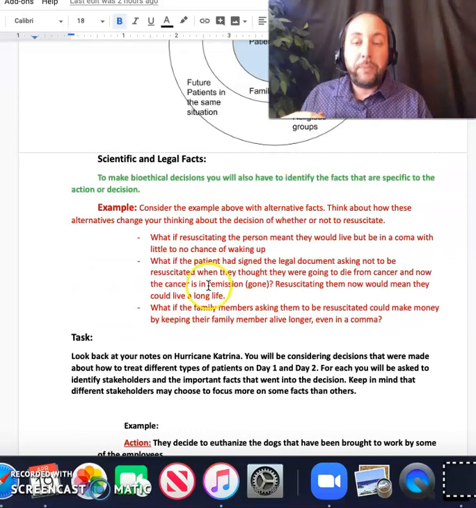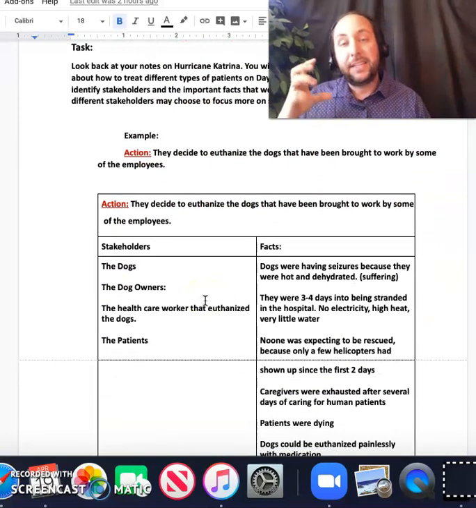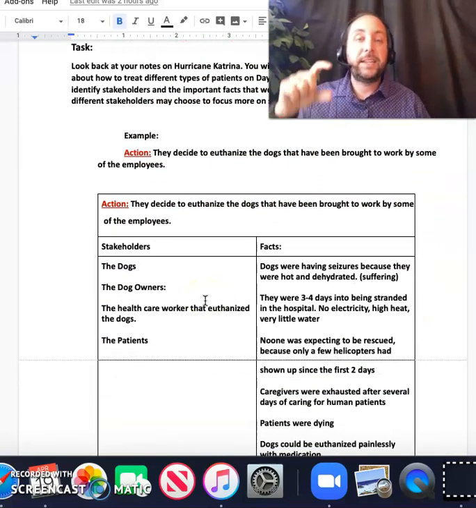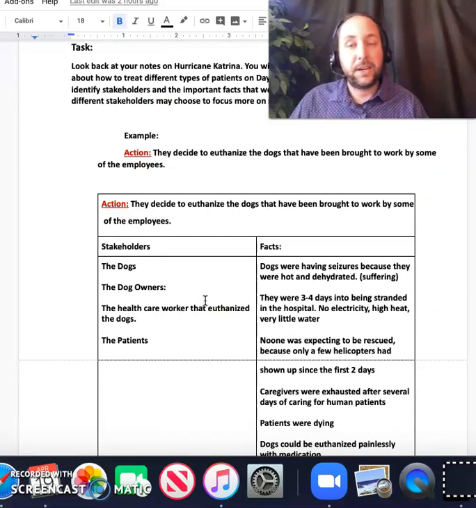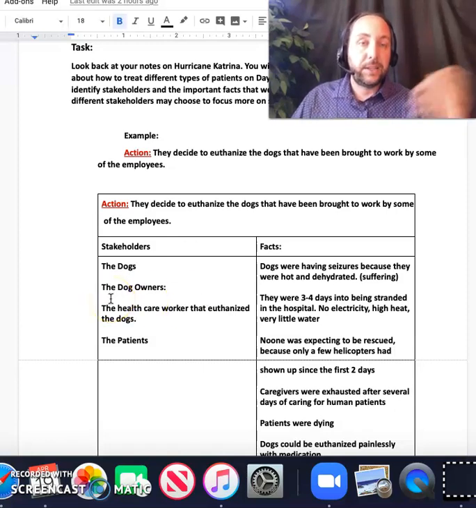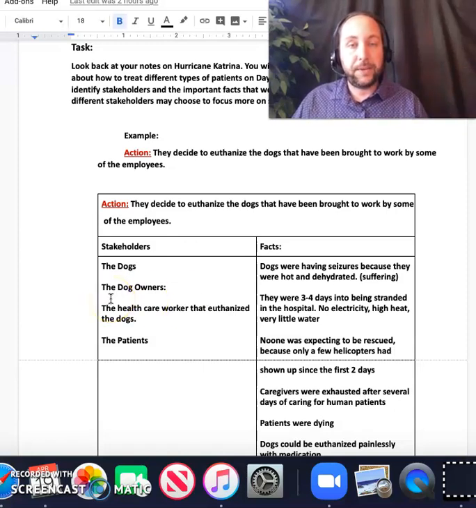And then when you go back to the assignment, I have an example, right? I decided to break down the stakeholders and facts for when they decided to euthanize the dogs, kill them, right? They decided to give them lethal doses of drugs to help them die painlessly. That was a decision that was made by some of the employees.